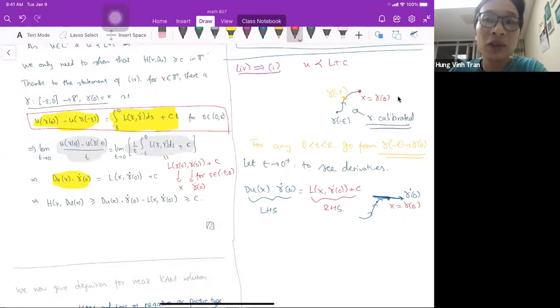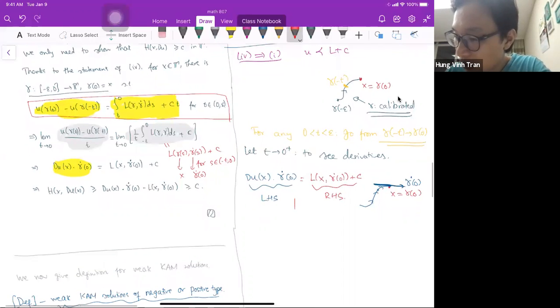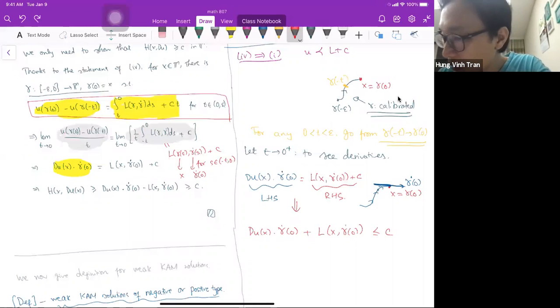So yes, it's good that we have seen the first derivative of u coming out, right? And this is a first order equation. It's beautiful. It's already there. So you're just switching the L to the left. So you have du_x dot with gamma dot of 0 plus L of x, gamma dot of 0 is less than or equal to c. Hold on, equal to c. I'm sorry, not less than.